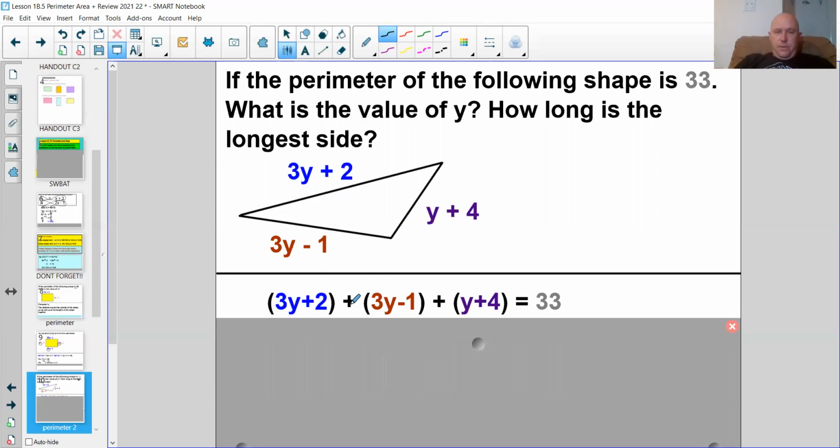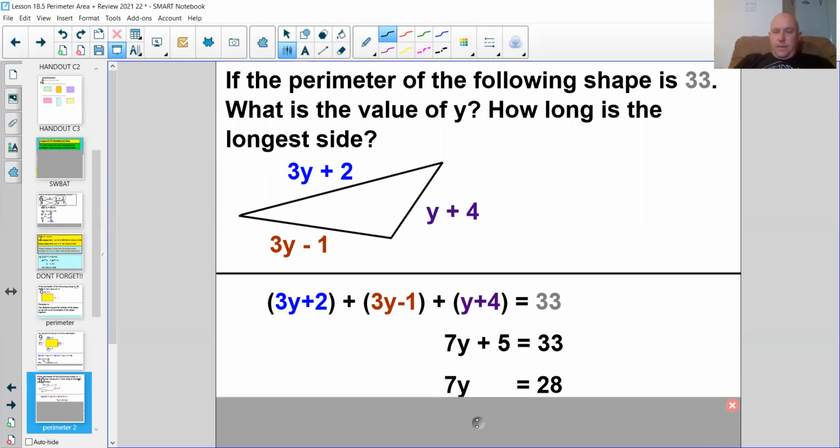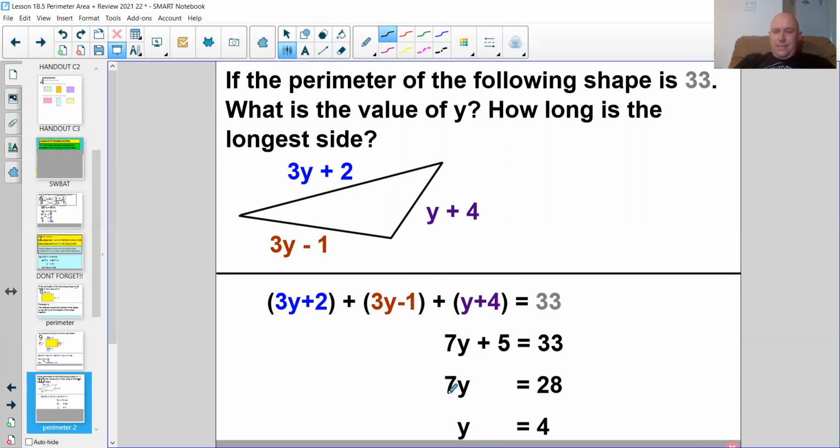So this is what we're actually doing. I'm physically adding all these together. So 3y plus 3y plus, remember y means 1y. So this would be 3 add 3 is 6, add 1 is 7. So I'd have 7y. 2 take away 1 is 1. Plus positive 4 is 5, so positive 5 here equals 33. Take away 5 from both sides, so that cancels. And if you do 33, take away 5, you get 28. Divide both sides by 7, and from here you can probably see 7 times 4 is 28 anyway.